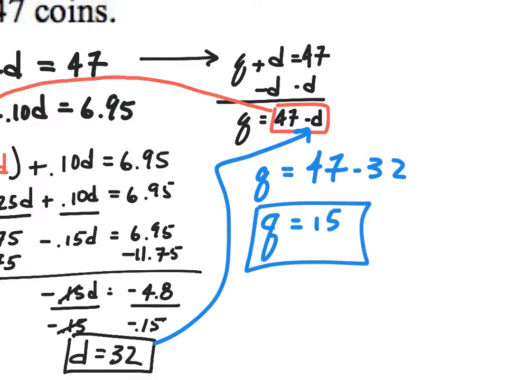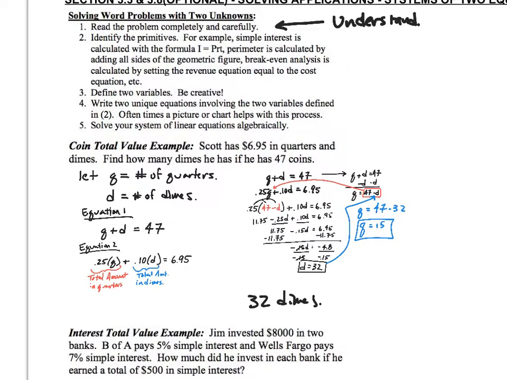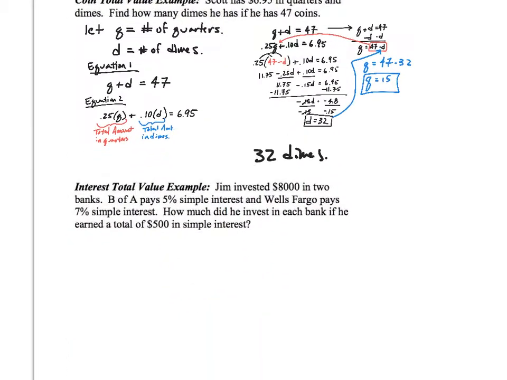It's really important, this is the most important part: you have to come up with these equations in order to solve them correctly. All right, let's take a look at this one. Interest total value example.